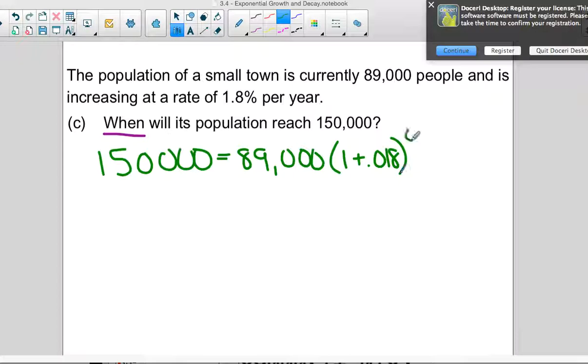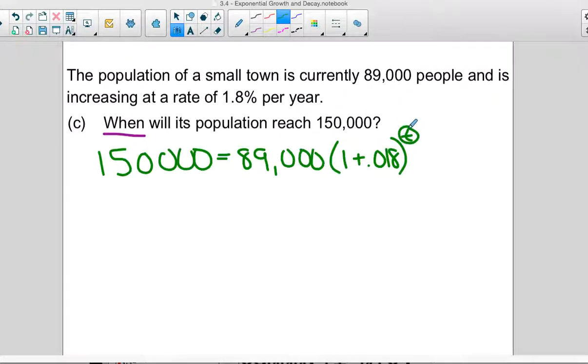But the thing that we're solving for here is t, right? A when. We're trying to figure out how many years it is going to take to reach that, right? So what you notice is you have two sides of an equation. The goal is to get t by itself, right? So you probably want to get this thing with the parentheses by itself so that you're closer to getting t. So what I'm going to do first is divide both sides by the 89,000. So divide by 89k or 89,000 and divide by 89,000.